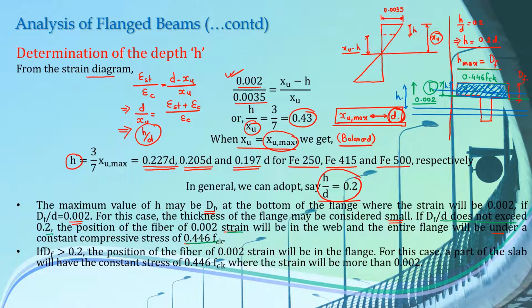So if Df by D is greater than 0.2, the position of the fiber of 0.002 strain will be in the flange. For this case, only a part of the slab will have the constant stress of 0.446 FCK, whereas the strain will be more than 0.002. This is the same thing that we discussed in our previous slide here.